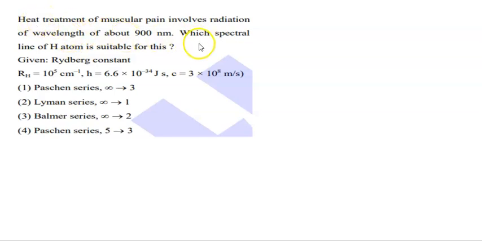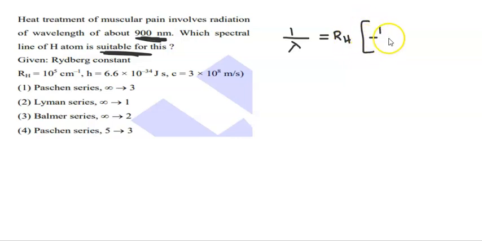So heat treatment of the muscular paints involve the radiation of the wavelength of 900 nanometers. Which spectral line of the hydrogen atom is suitable for this? This is the question related to the atomic structure. So we know that 1 by lambda is equal to RH into 1 by N1 square minus 1 by N2 square. This is Rydberg's formula.